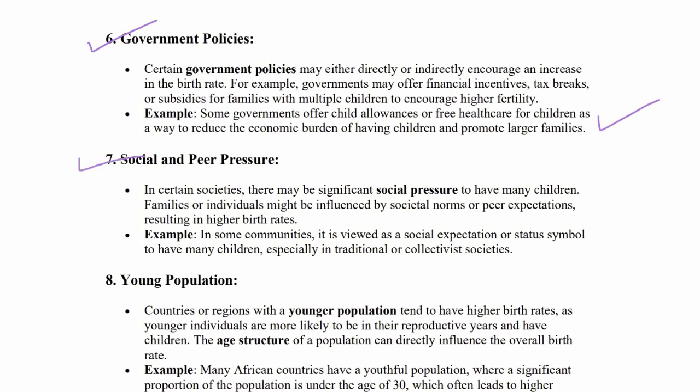Social and peer pressure. In certain societies, there may be significant social pressure to have many children. Families or individuals might be influenced by societal norms or peer expectations, resulting in higher birth rates. In some communities, it is viewed as a social expectation or status symbol to have many children, especially in traditional or collectivist societies.